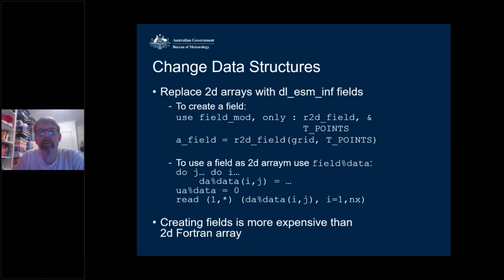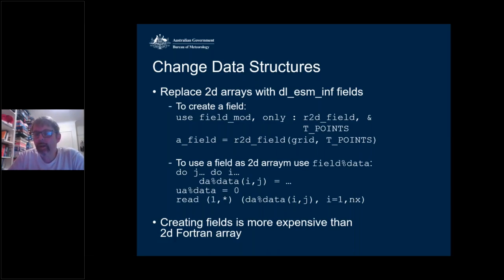Now, remember, before we did this transformation, we always had two-dimensional arrays. You basically use %data, as indicated here, to get access to the actual 2D field that is part of each grid. So for example, if you have a kernel, do j, do i, you replace the access dA ij with a%data ij. Or you can use ua%data equals 0, or read some values in from a file.